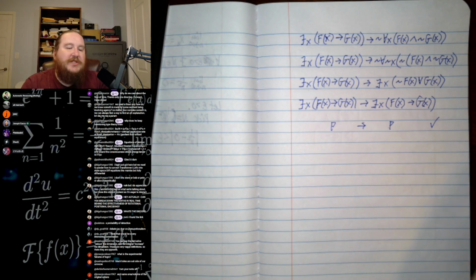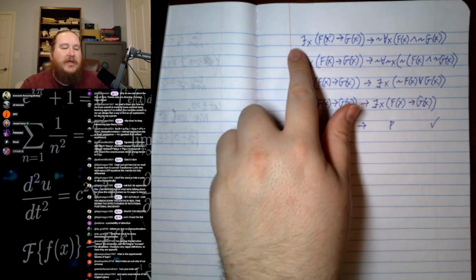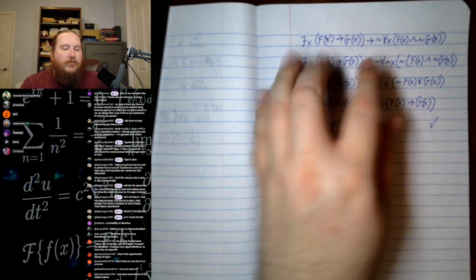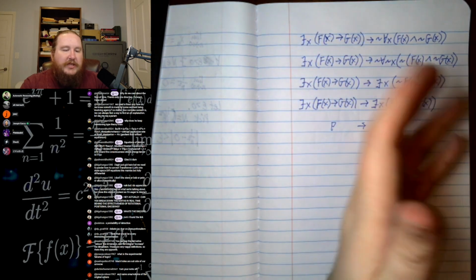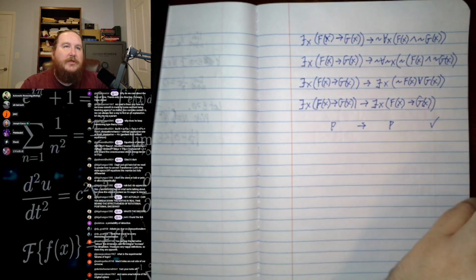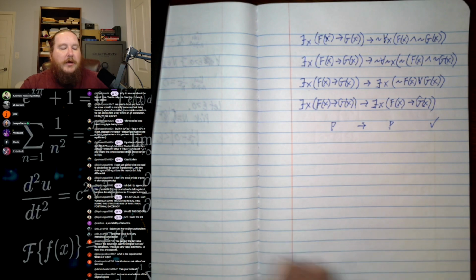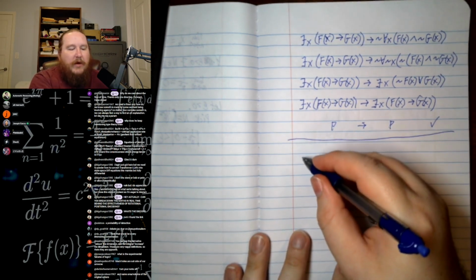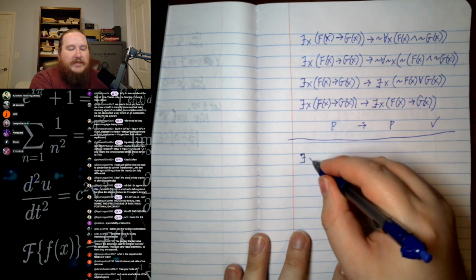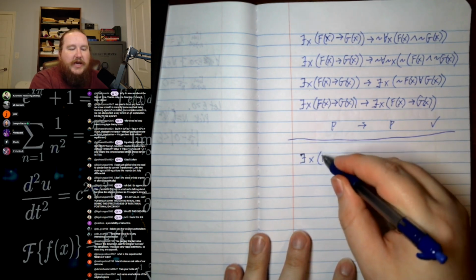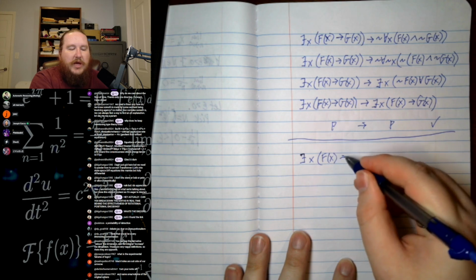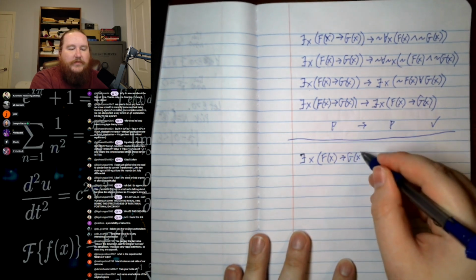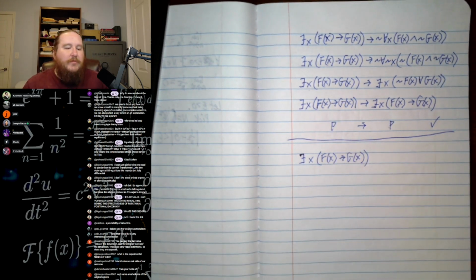Well, I'm just saying that if you're given a general statement like this, the only way that this can be proven is if it results in a tautology, right? So let me just give it to you this way. How would you prove there exists an x such that f of x implies g of x? How do you prove that that's true?